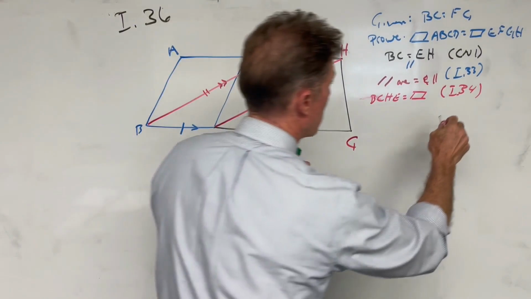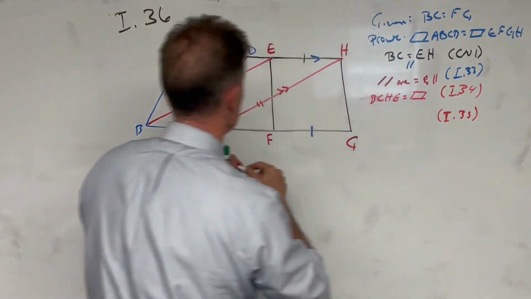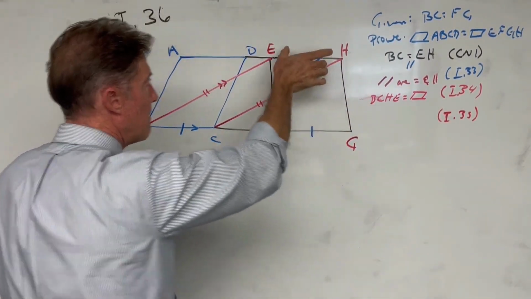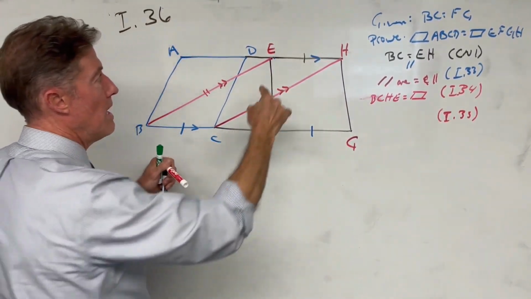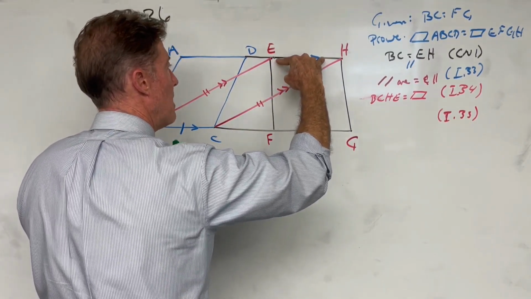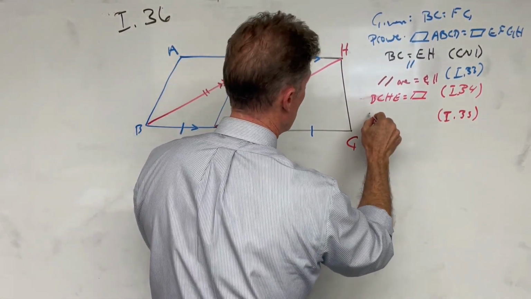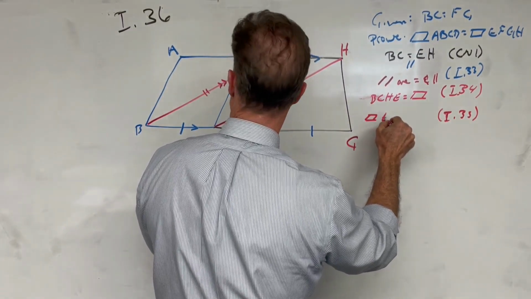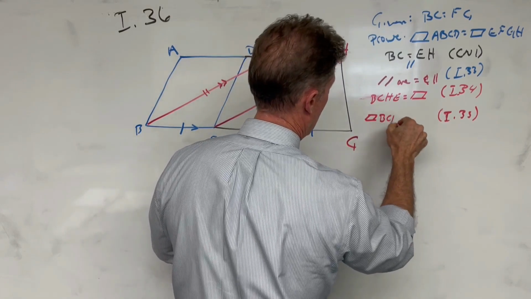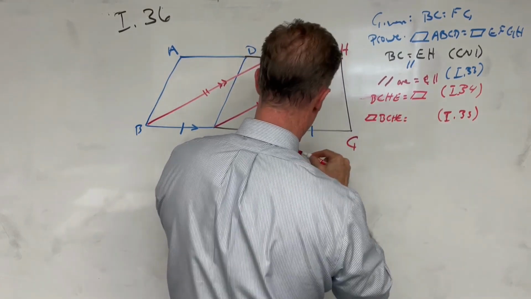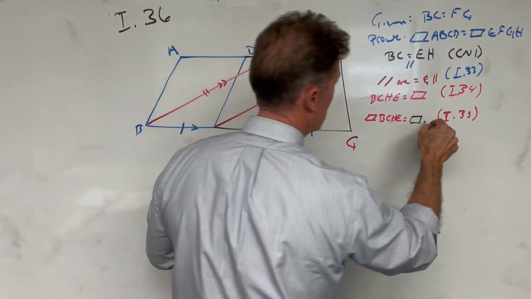And now we use Prop 35. Prop 35 says that if two parallelograms, here's a parallelogram and here's a parallelogram, are on the same base and in the same parallels, then they're equal. And so you can see the black one and the red parallelogram are each on this base and they're each in the same parallels. Therefore, those parallelograms are equal. So we're going to say parallelogram BCHE is therefore equal to our black parallelogram EFGH.